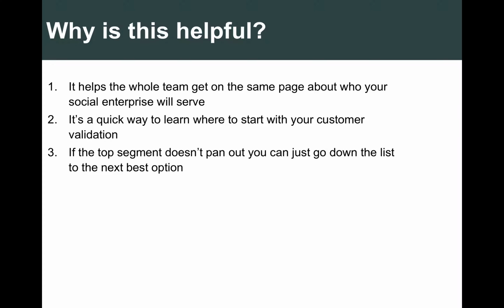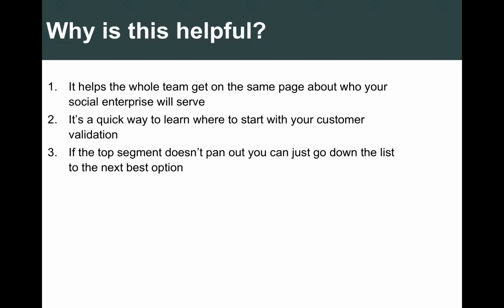So why is it helpful? It helps the whole team get on the same page about who your social enterprise will serve. And this is actually really, really important because so often we see social enterprises that don't have clarity about who they're actually targeting as a customer. And therefore, they don't have clarity, like I said before, about the whole business model because a different customer segment will have implications all the way through the business model. So it helps everybody get on the same page and have some of those hard conversations early.